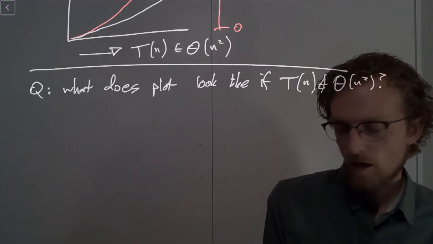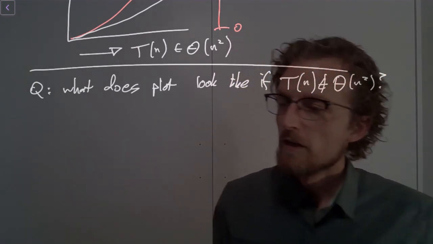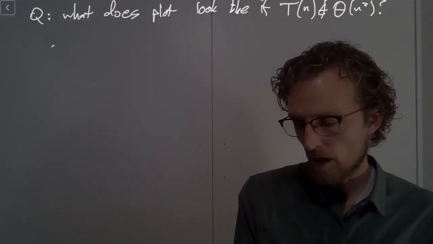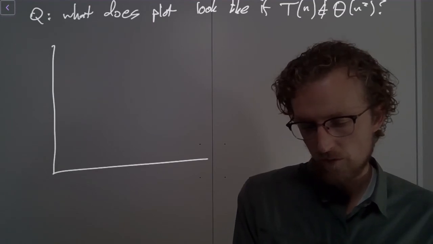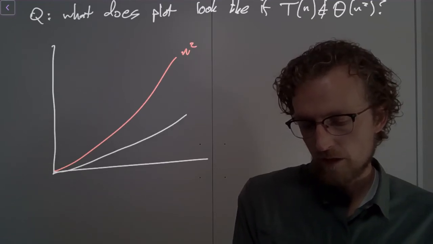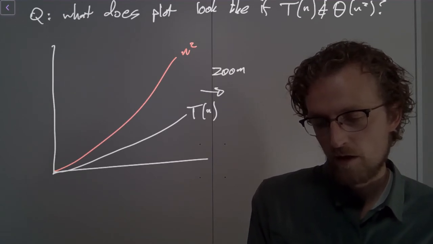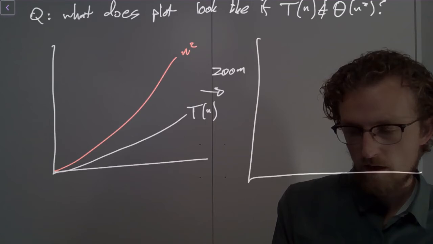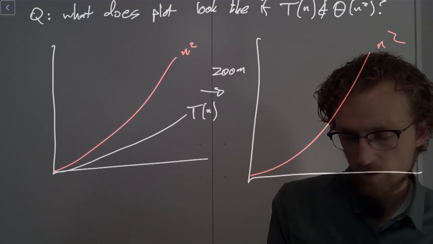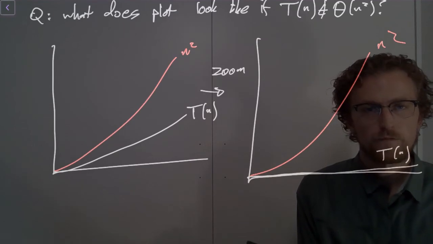Well, let's draw a plot and then think about what it would mean. So what if I got a plot that looked like this, where initially n squared goes up like this, and then t of n looks like this. And then when I zoom out, my plot looked instead like this, where now n squared still shows up, but t of n just gets smaller and smaller. So t of n is way, way down here.